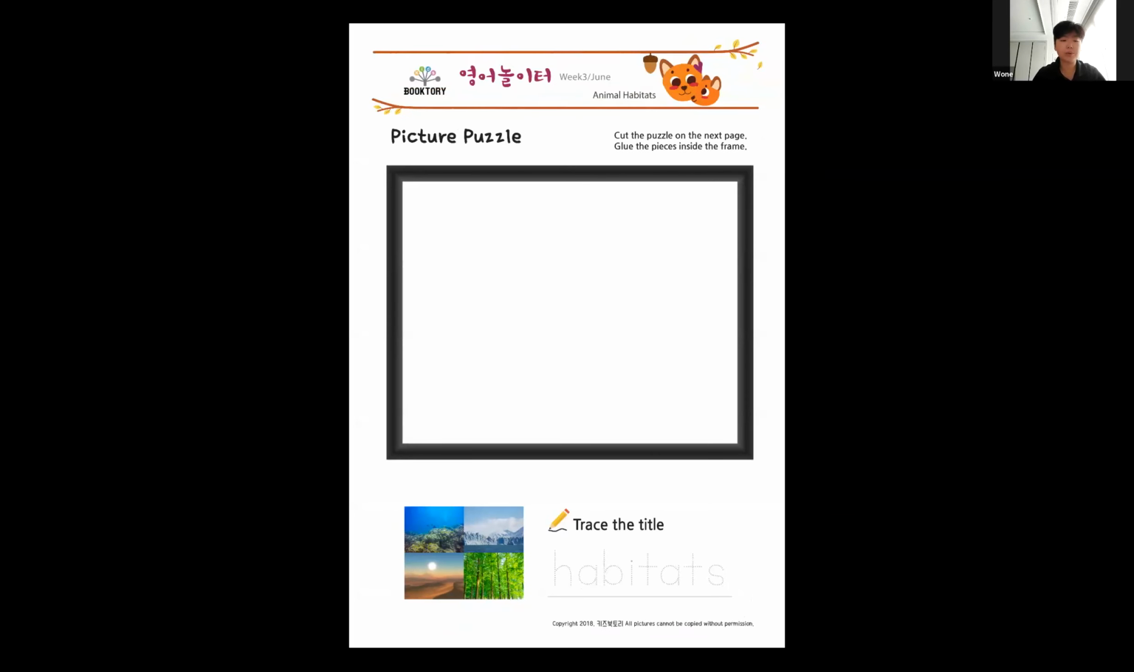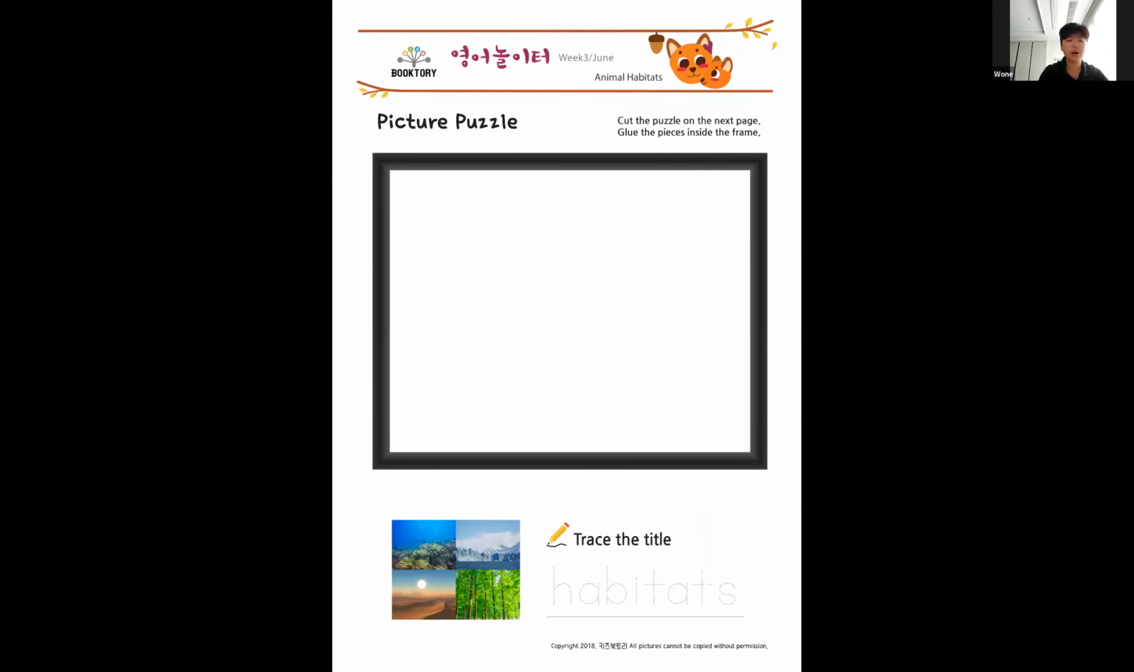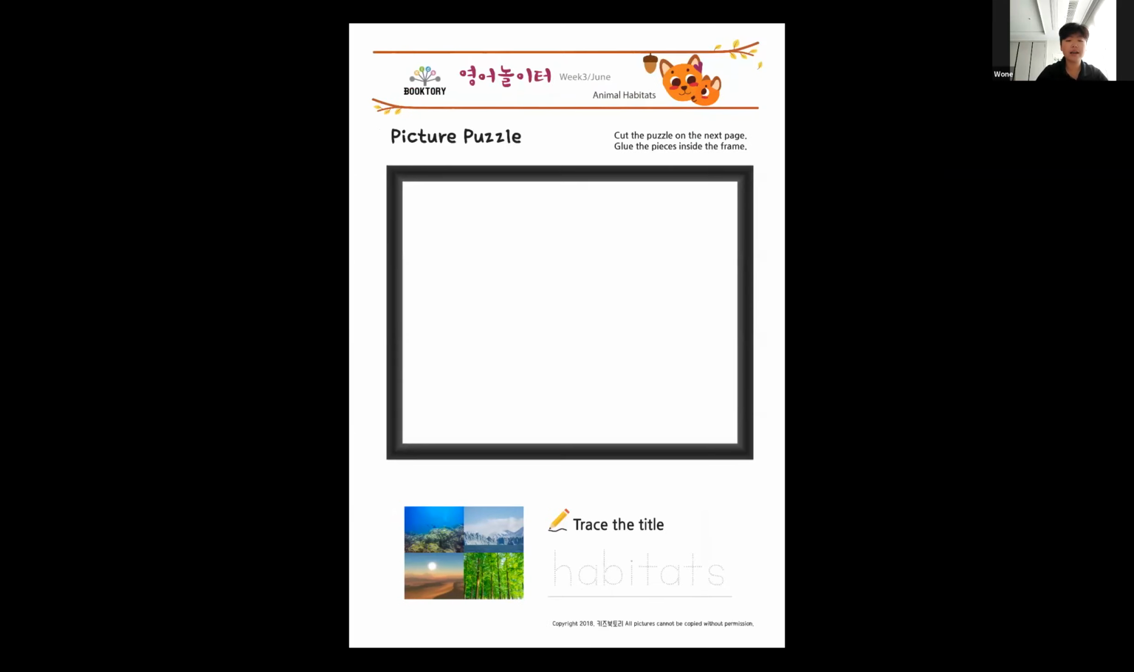So here we have our picture puzzle. You know what you're going to do, right? You're going to go to the next page. You're going to cut this image out. And then you're going to go back. You're going to glue it onto the frame. And let's write the title together. The title is Habitats. Can you say habitats? Habitats. Let's spell it. Habitats.